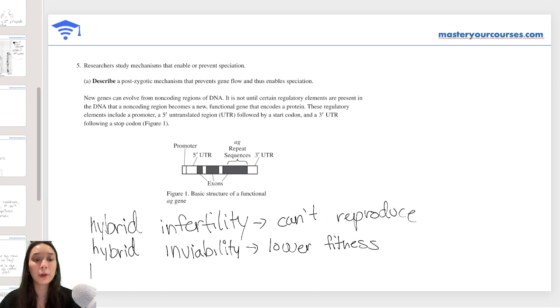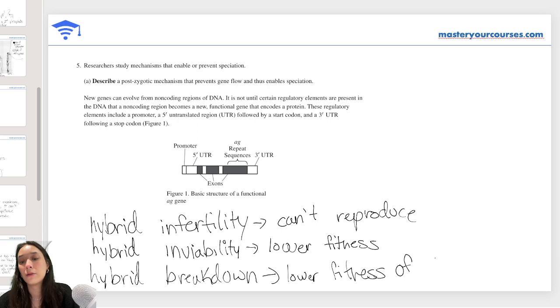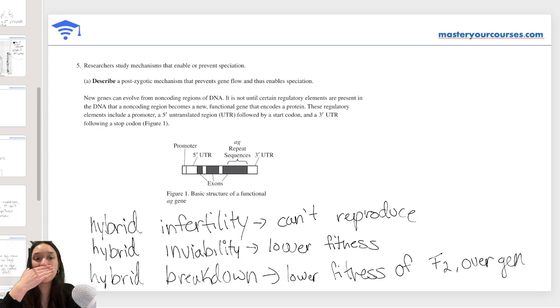And then the final one, hybrid breakdown. Now, hybrid breakdown is when they can do the F1 generation, but the F2 generation has the accumulation of too many recessive alleles, so they will begin to break down, and so it would also be lower fitness, but it would take a little bit longer over multiple generations. Of F2, or you could say over generations. Okay, so that is A, probably just 1 mark, and you could have said any one of these.